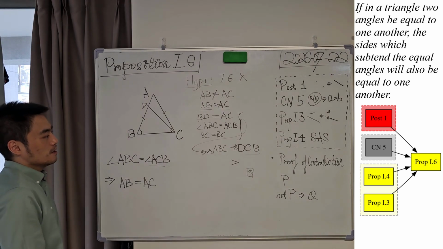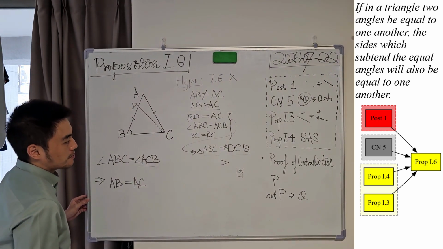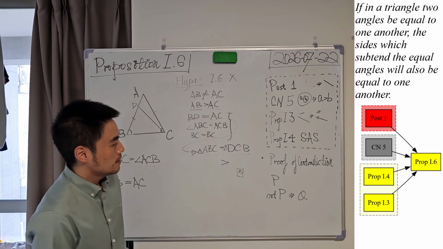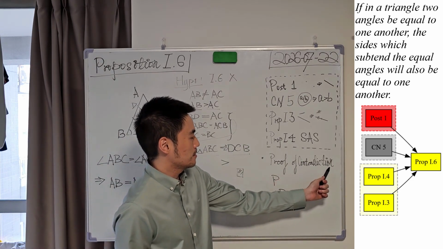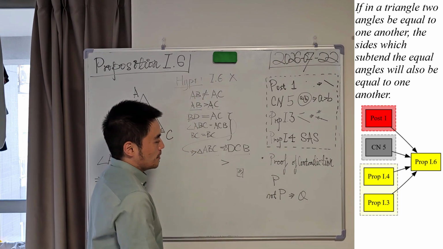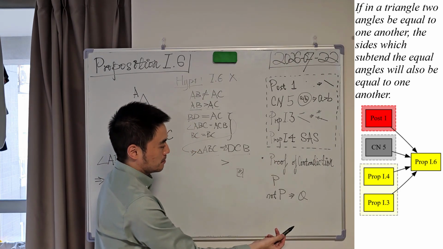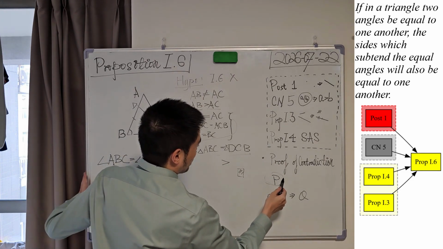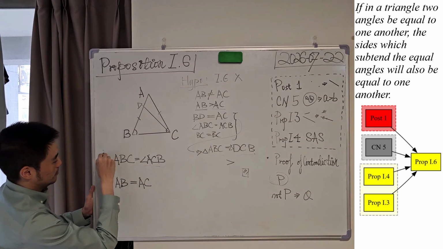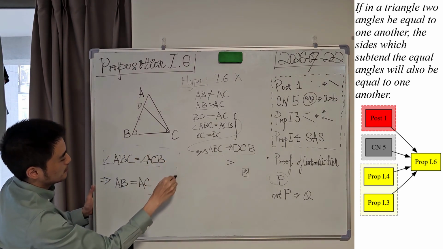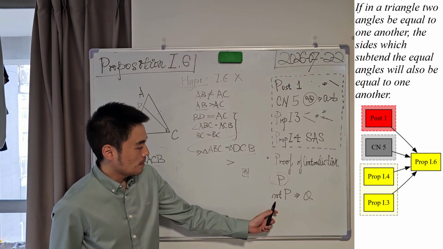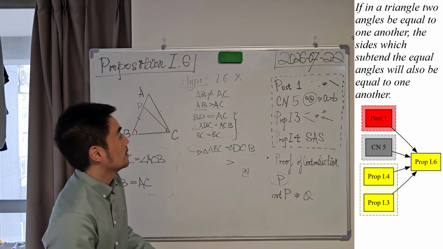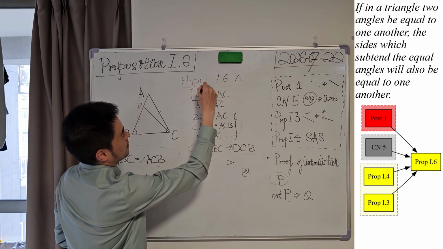Okay, so let's talk a little about the proof of contradiction. In this kind of proof, we are using this method. Basically, we have a proposition to be proved, like P. At first we hypothesize that P is not true. This is a hypothesis, right?